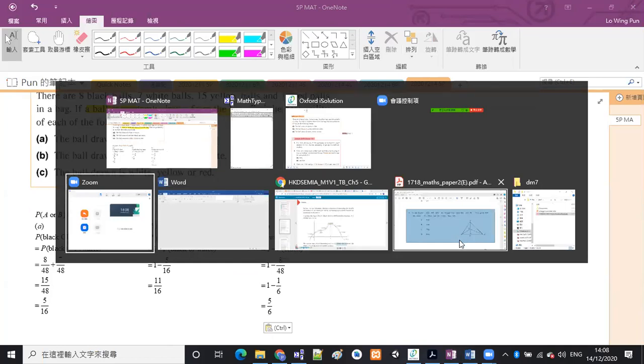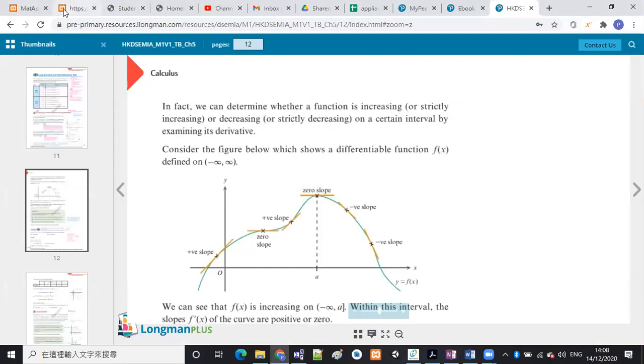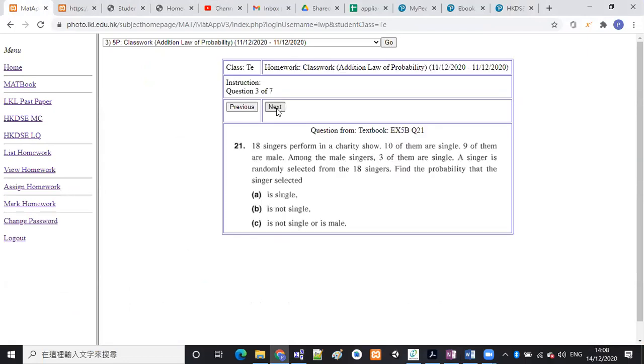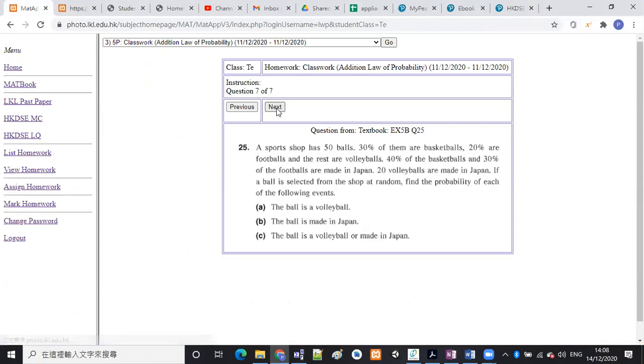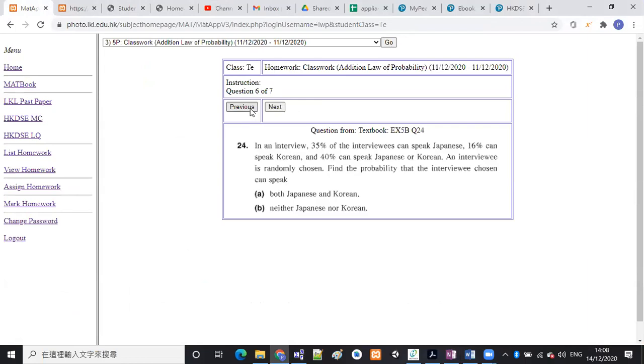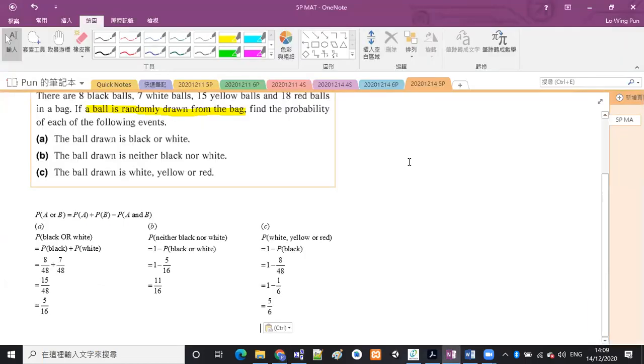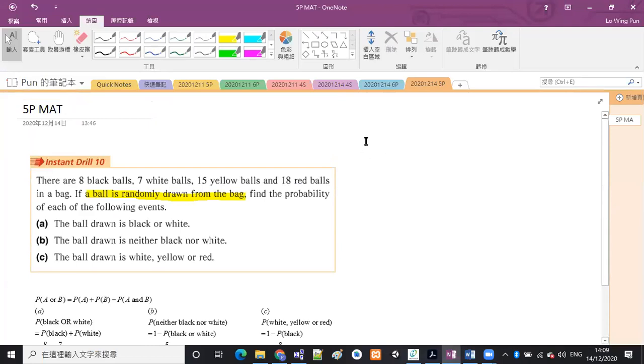And then I would like you to do a few more classwork now. So let's go back to the Math app. So I've assigned exercise 5 boy, question number 21, 22, 23, 24, and 25, okay, to you. This is the classwork of last Friday, okay, the 11th of December. So please do question number 3 to number 7 of the last classwork, and that is from the textbook, exercise 5 boy, question number 21 to number 25. So I give you 5 minutes to do this.